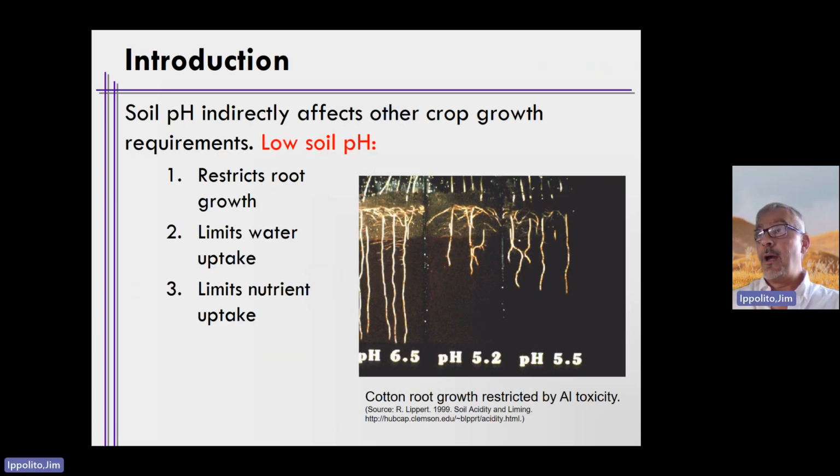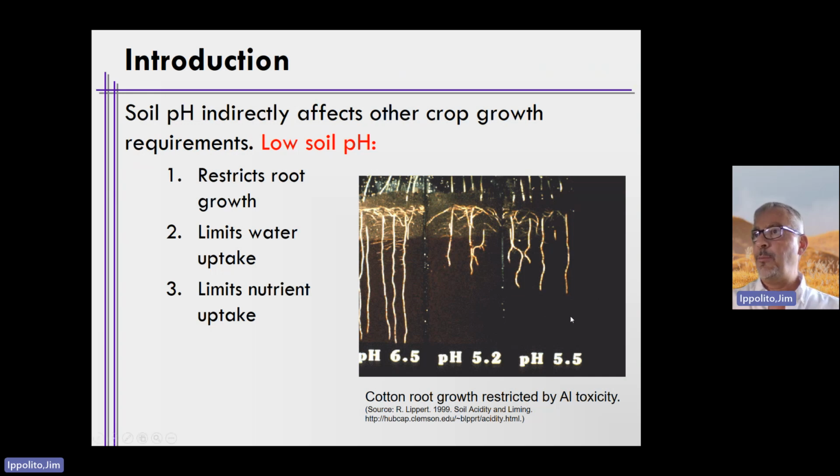So pH indirectly affects other crop growth requirements. For example, low pH certainly restricts root growth. And because root growth is limited, you have limited uptake of water and limited uptake of nutrients.